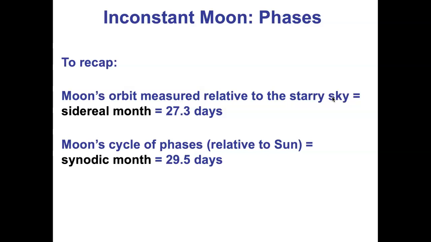There is a sidereal month, which is where you're tracking the motion of the moon relative to the stars. And then there is a synodic month, where you're tracking the motion of the moon relative to the sun. And if you're tracking the moon relative to the sun, then it takes a synodic month for the moon to go through its full cycle of phases, from new moon to the next new moon. All right? That's why the moon changes its appearance.